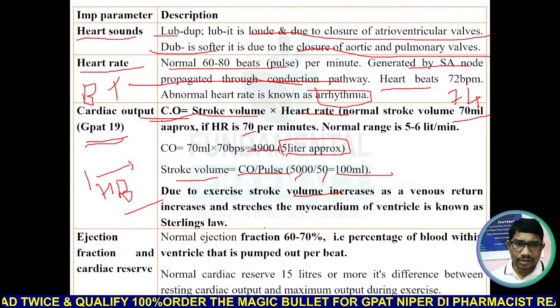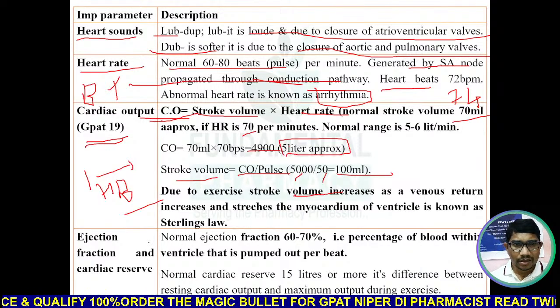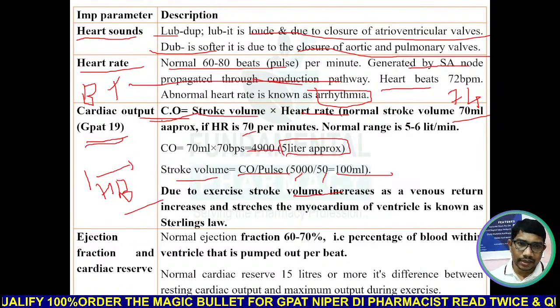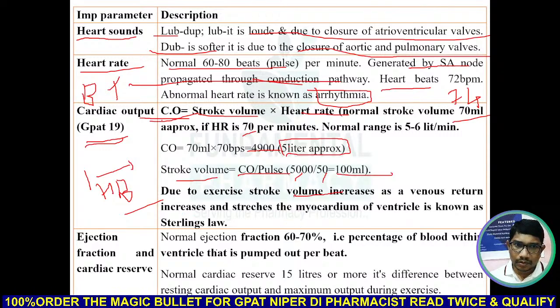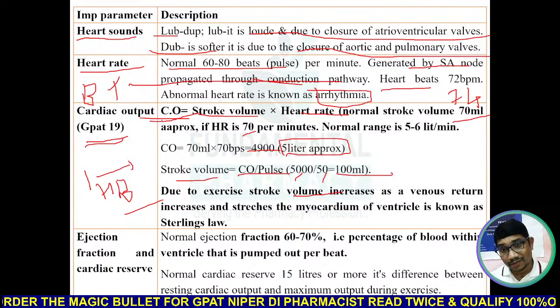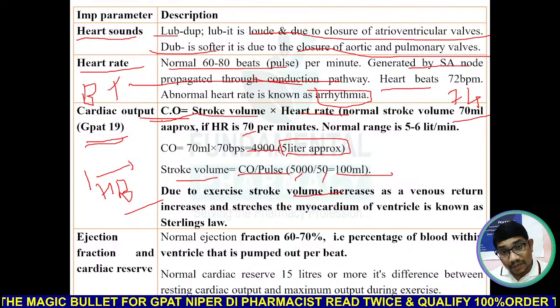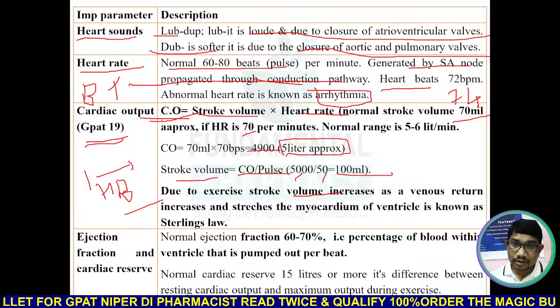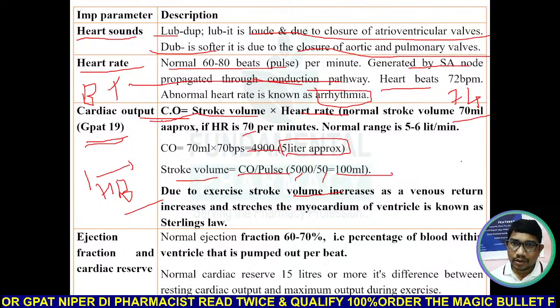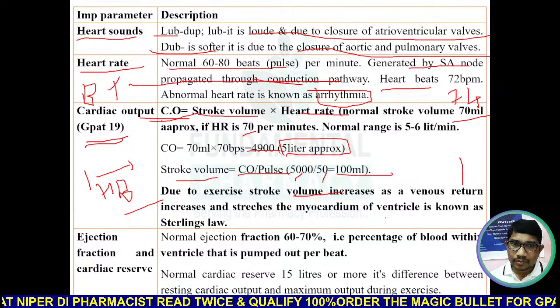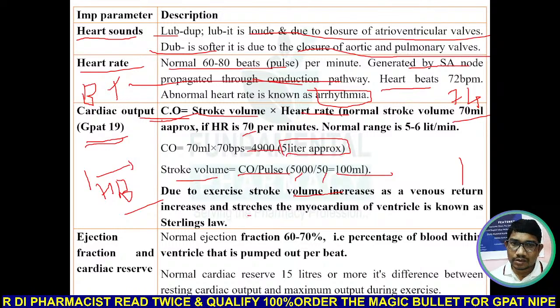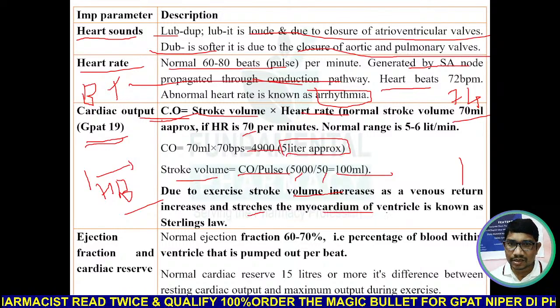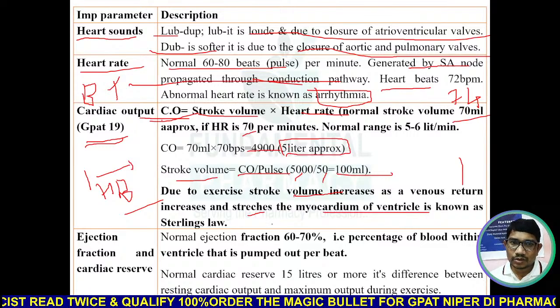Normal stretching because of the exercise, so venous return will also increase. Due to heavy exercise, stroke volume will increase, cardiac output will increase, and venous return to the heart will increase. That will cause stretch on the myocardial muscle of the heart. It is known as Starling's law.